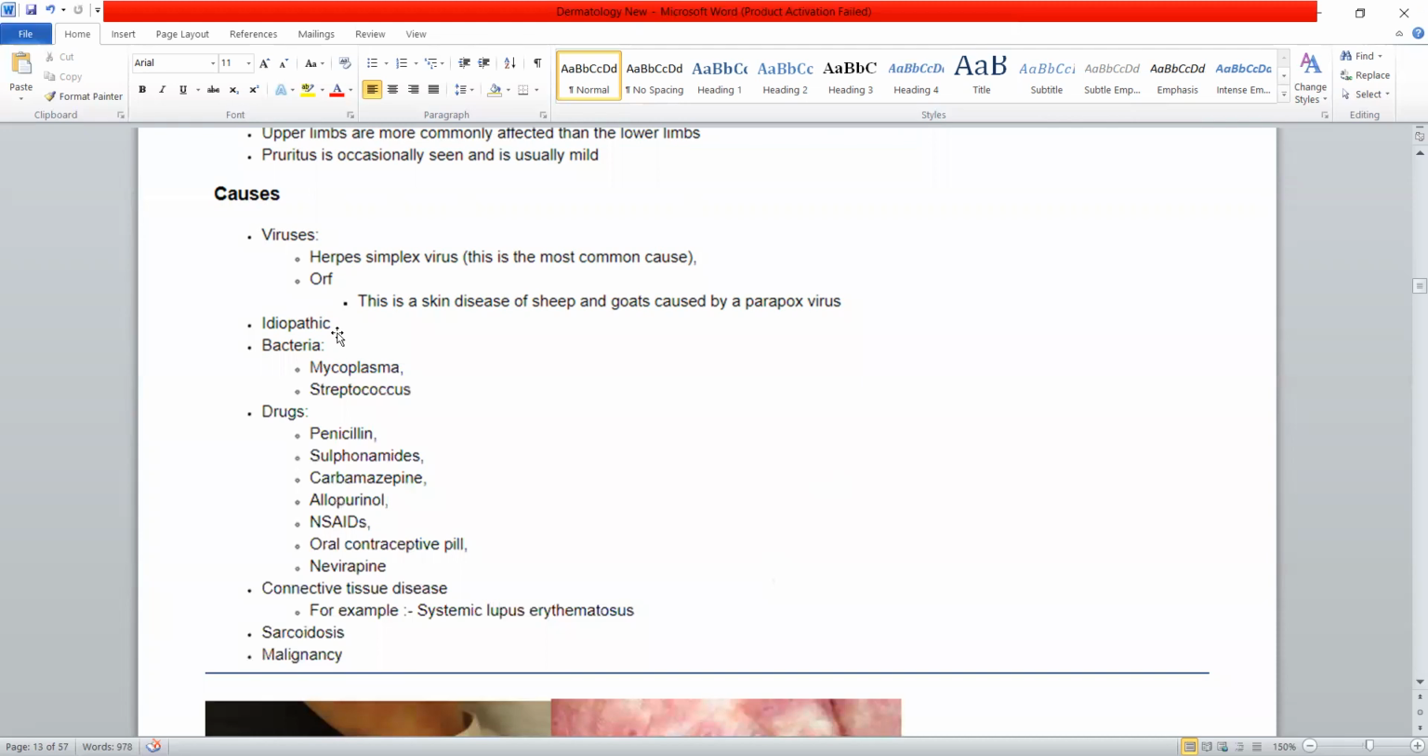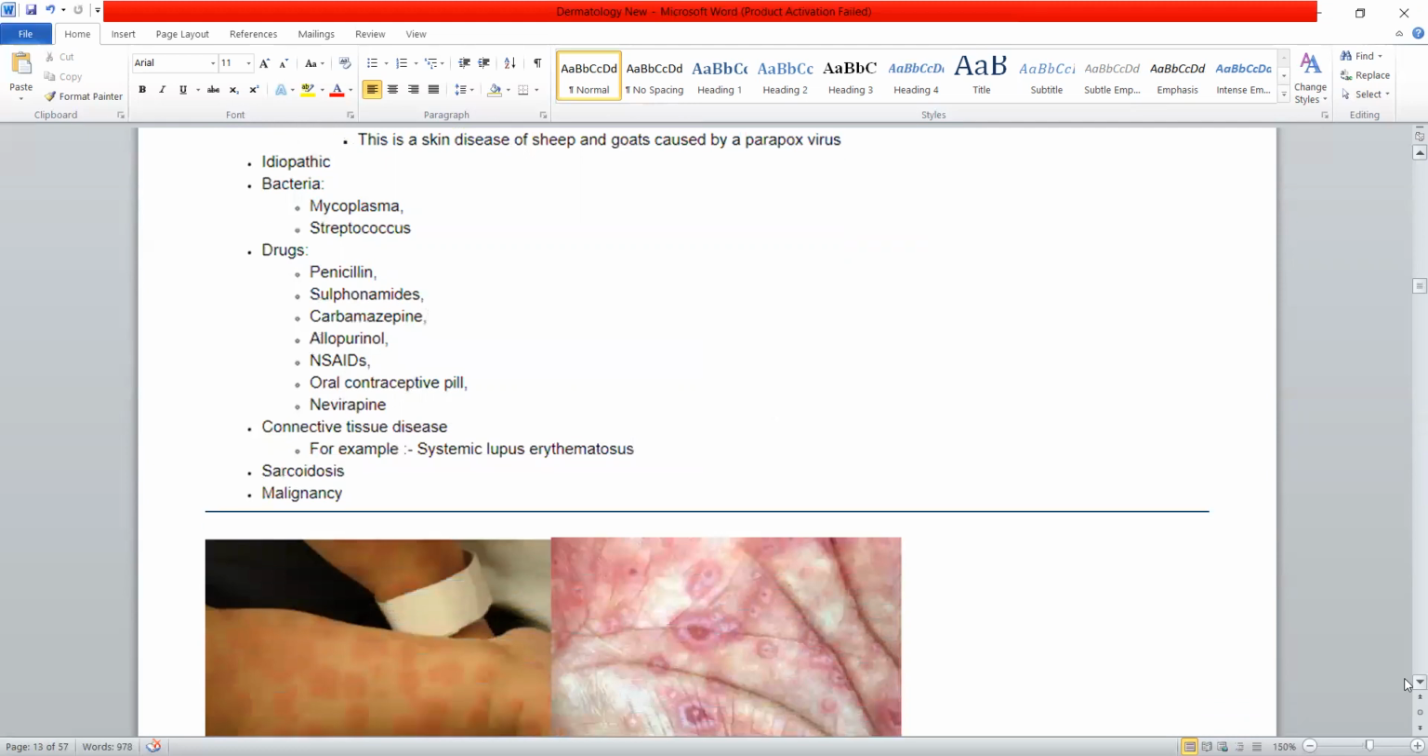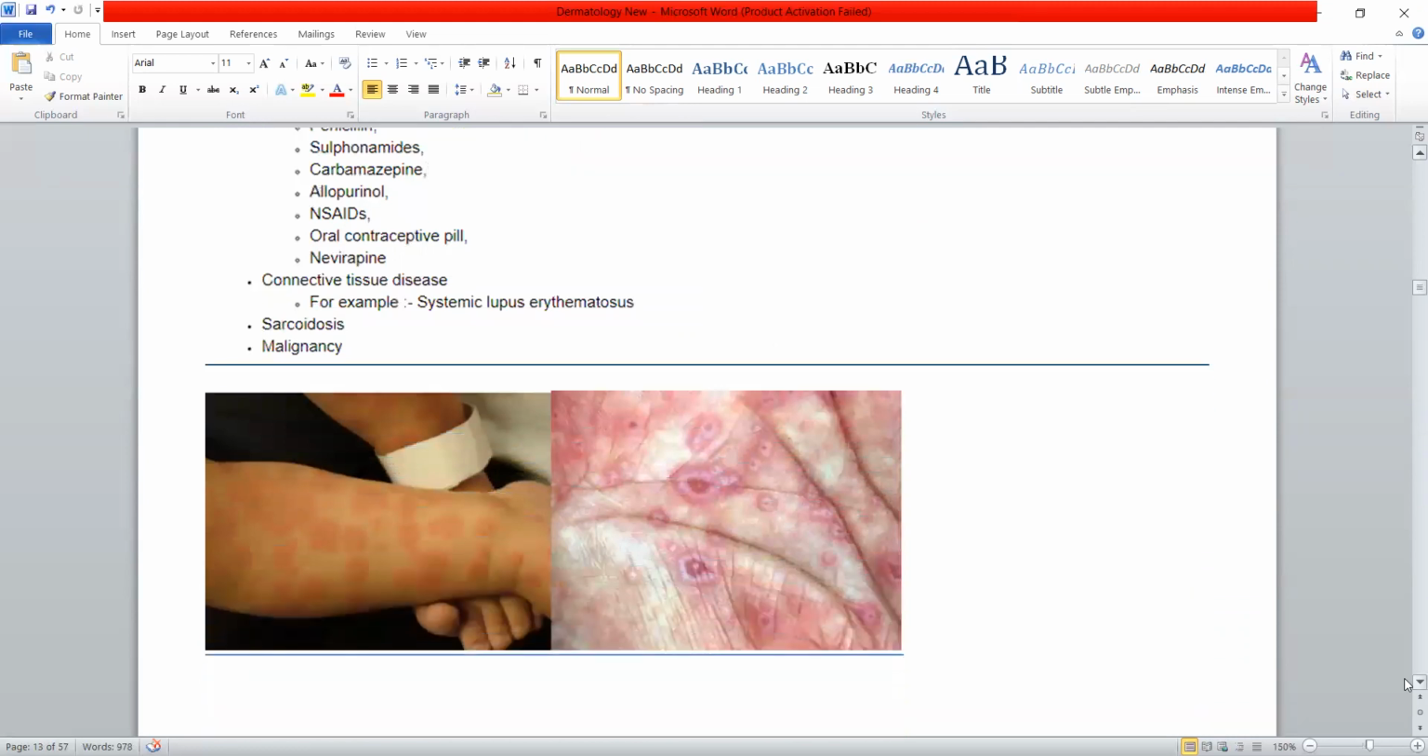The most common cause of erythema multiforme is herpes simplex virus. It can sometimes be idiopathic. Bacteria that are associated with erythema multiforme include mycoplasma, and the drug that you need to remember that can lead to erythema multiforme is penicillin. These are important examples that you need to remember.